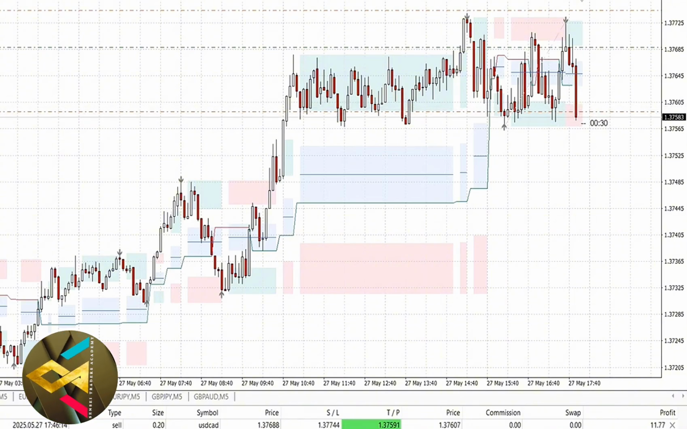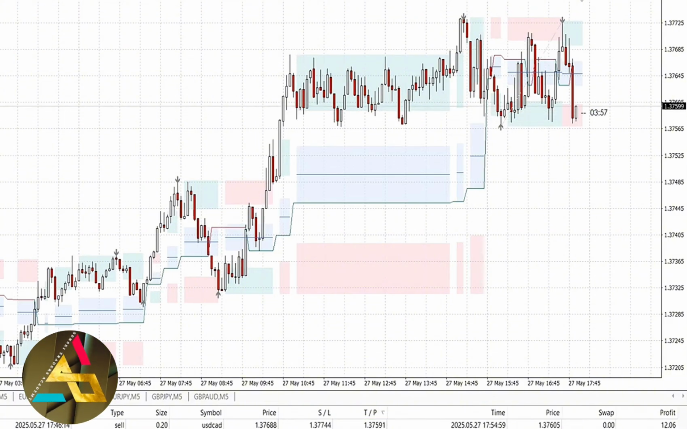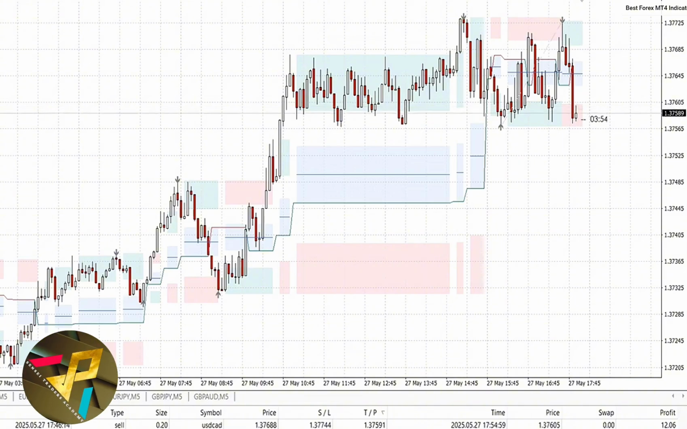Extra tips for better results. Use this strategy on M5 or M15 charts for fast, accurate setups. Combine it with RSI or MACD to confirm trend strength. Use a candle countdown timer to avoid early or late entries.